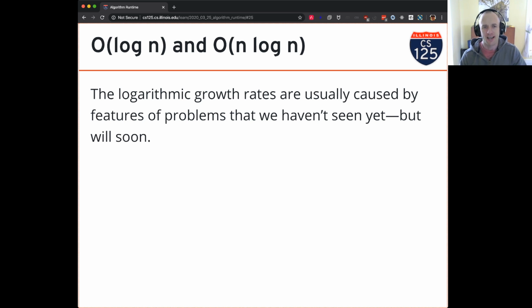We will come back and talk about these logarithmic complexity categories, right? There's one where the runtime grows as the logarithm of the size of the problem, and there's another important category where the runtime grows as n times the logarithm of the size of the problem, n. These complexity categories result from features of problems that we haven't seen yet, but we're going to soon. When we get to recursion, these complexity categories become more common, right? We'll talk about them at that point, right?